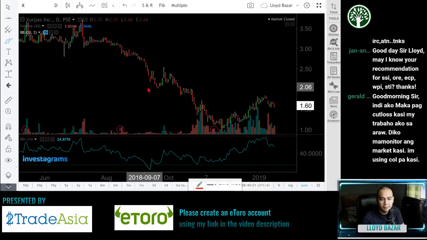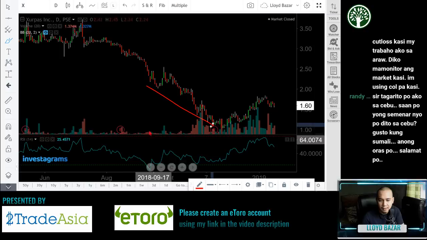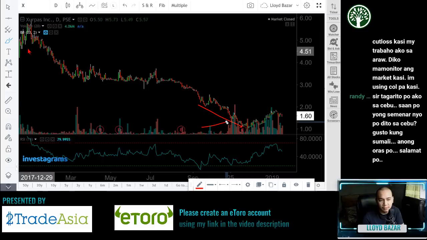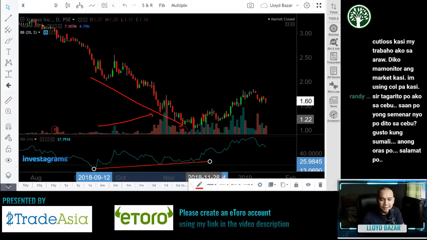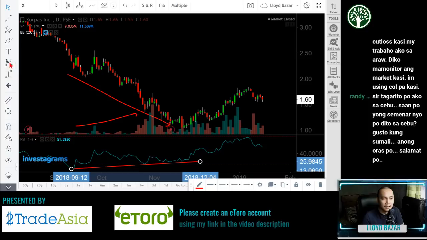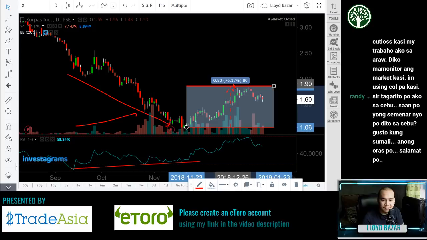Look at the price, but look at the volume starting to pick up already, right? The volume is starting to pick up and at this point pababa ang presyo, RSI is going up. It's telling us that there's momentum, there's positive momentum already. So even if pangit ang fundamentals ni X, this is still a 76% win.